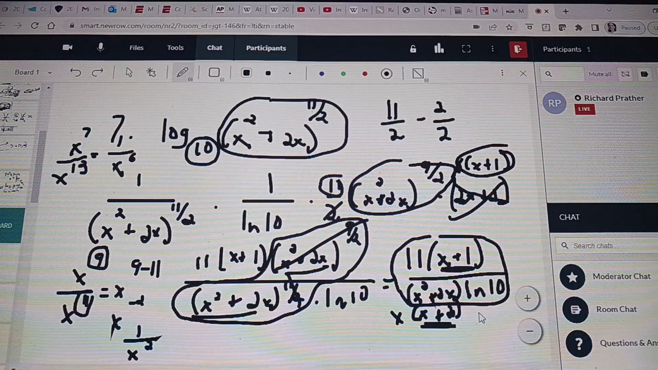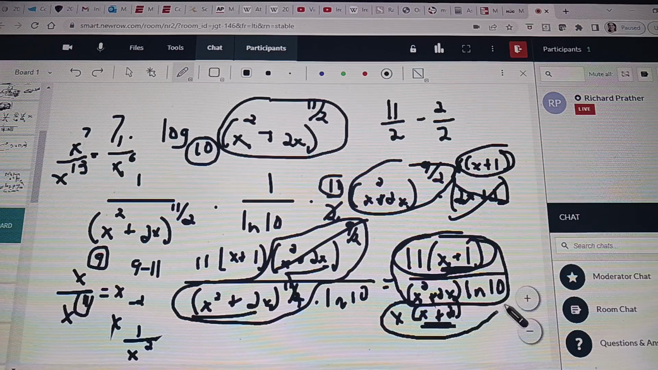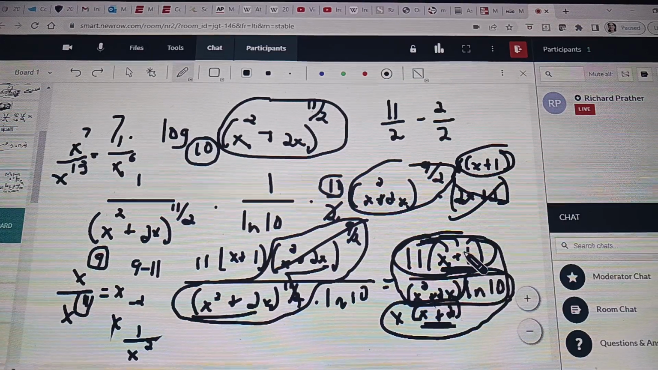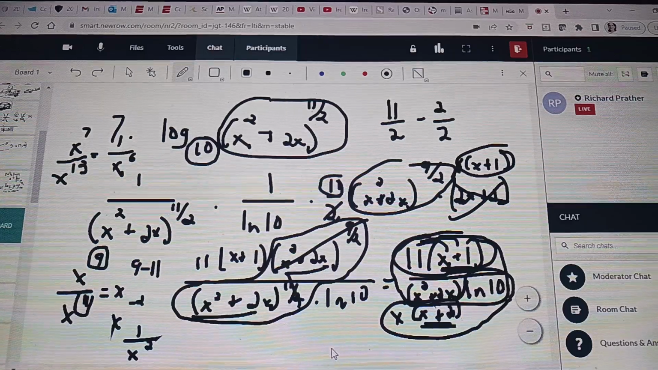So there's going to be multiple versions of final answers here that would be equivalent. I could leave what I have right here. I could do this over this if I wanted to. I could distribute this 11 in and do it over either denominator. So there's a handful of different equivalent versions here, and it shouldn't matter which one we do.